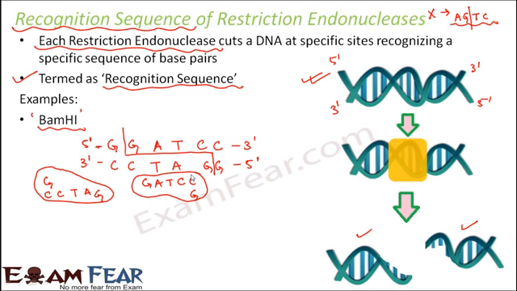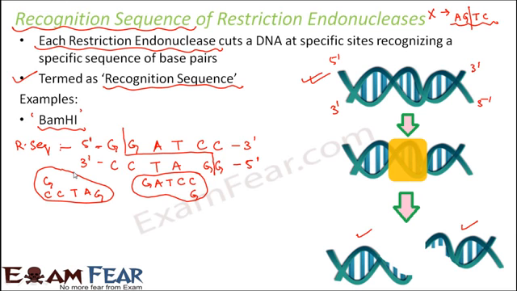So this is the concept of recognition sequence. Each and every enzyme will have a specific recognition sequence. Here, what is the recognition sequence? This thing is the recognition sequence, because whenever this sequence is present on the DNA strand, BamHI will perform its job. So that is one thing.